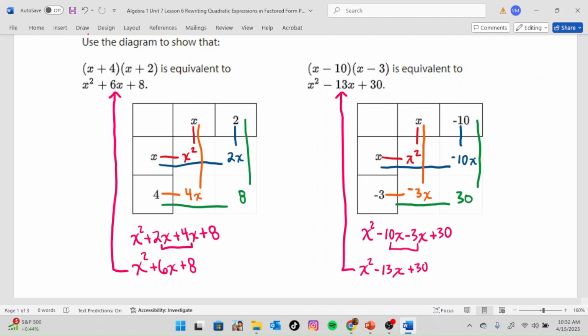So we've talked about being able to just use the distributive property, or FOIL, and we've talked about this diagram method as well. They both work. They'll both get you the right answers. They'll both allow you to switch from factored form to standard form. So it really just depends on which one you prefer, which one makes more sense to you, which one is easier to you. Pick that method and stick with it.